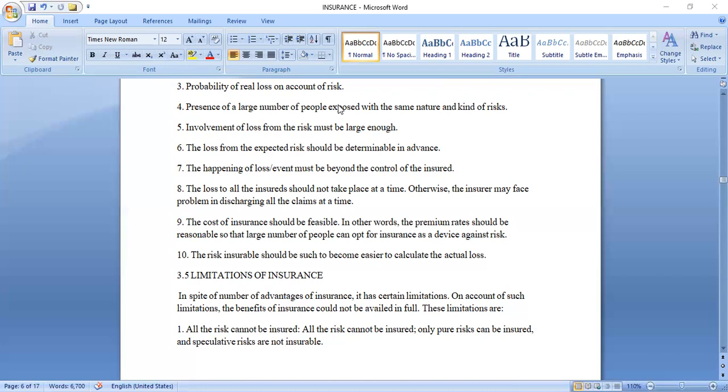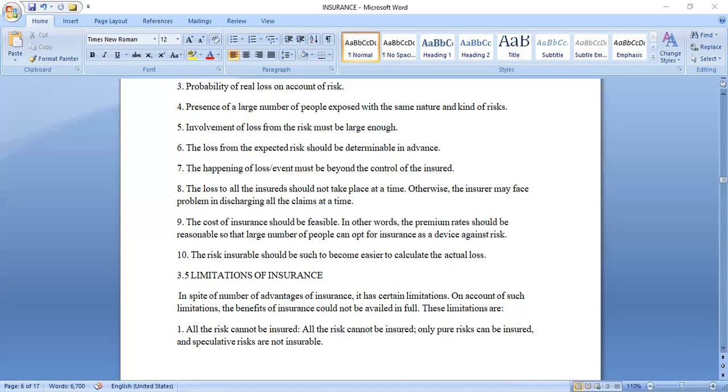That's what it means. Then the risk insurable should be such that it becomes easier to calculate the actual loss, right? Whereby we are going to realize that if this loss cannot be measurable, then the insurance company is not going to repay, or is not even going to accept this person that wants to insure the subject matter, right? Because we have seen that insurance involves evaluation of risk. So they will use their underwriters to evaluate that risk even before you enter into a contract with them, right?